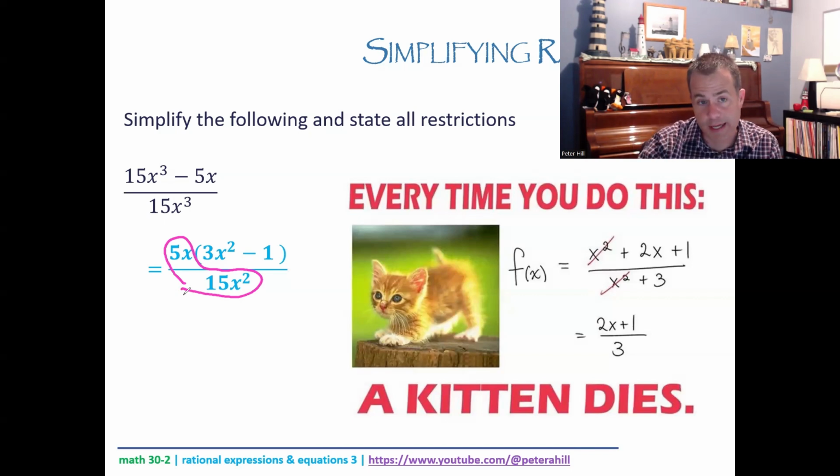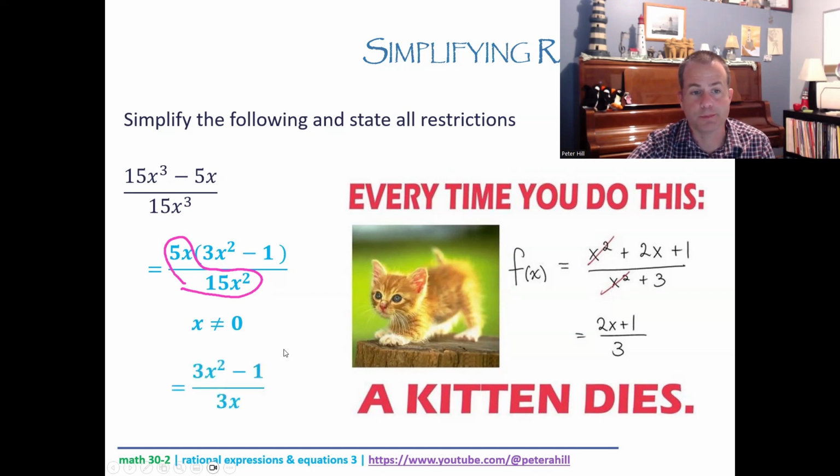Now, before I do that, I want to make sure that I'm stating my non-permissible values or my restrictions. And so I'm going to say that x can't be 0. Okay, and then I'm going to think, okay, 5 over 15, that reduces to 1 over 3. And then x over x squared, I'll have an x on the bottom. So I end up with 3x squared minus 1 over 3x.